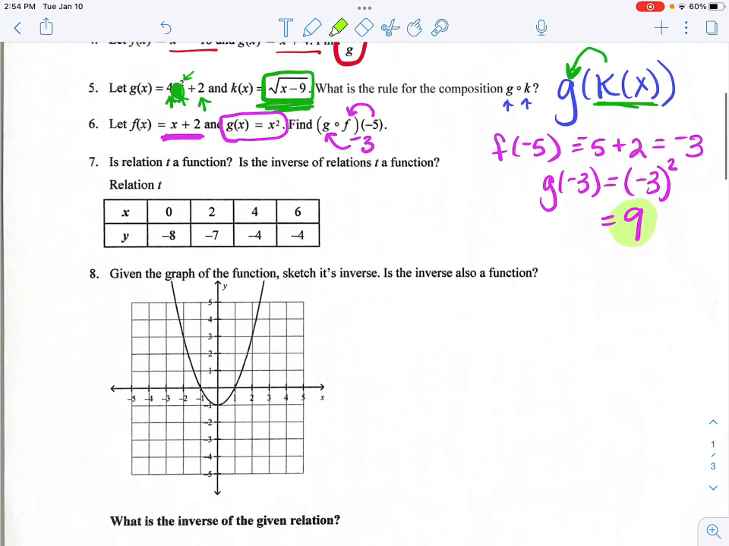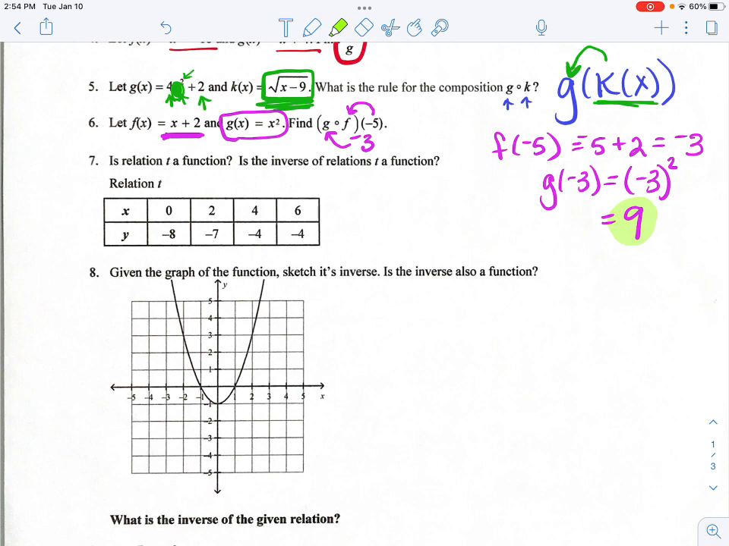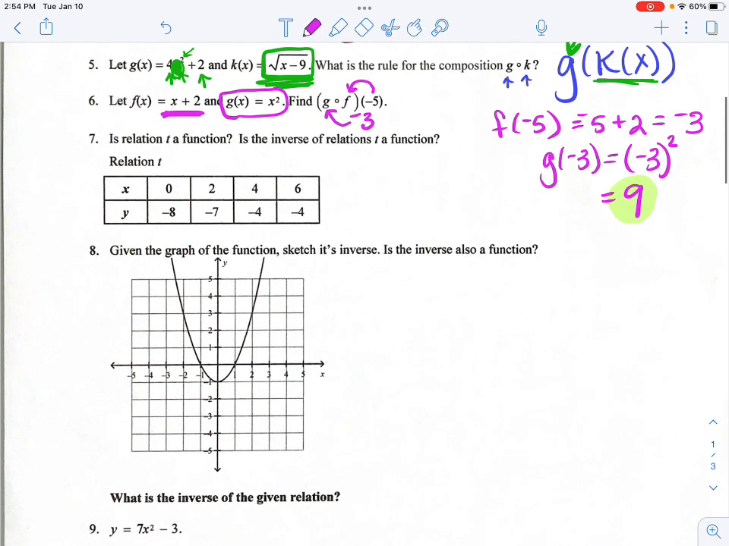Number 7 is relation t a function. So I can see here how all of my x values are different, right? 0, 2, 4, 6. Those are all different numbers. So the answer to the first part of the question is yes, it is a function. Then it asks, is the inverse a function?